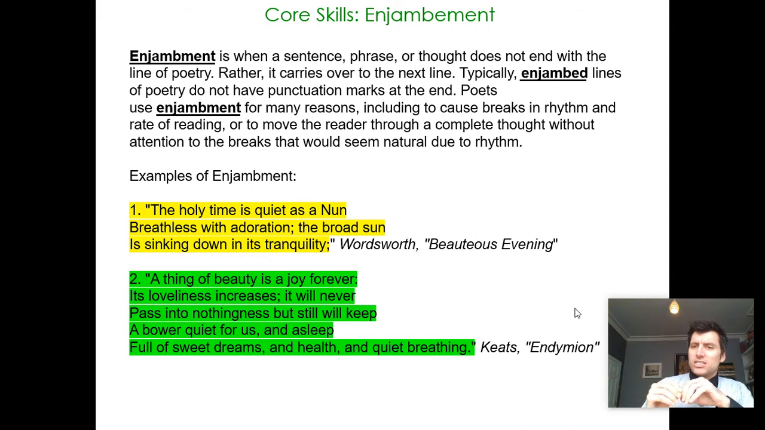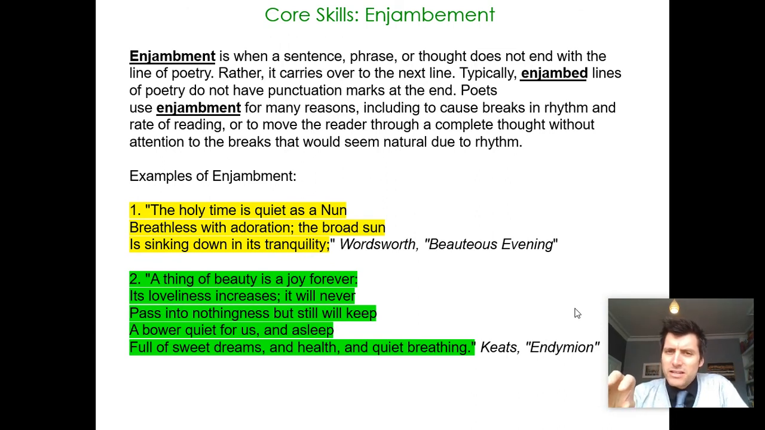And the idea is that things don't stop at the end of a line. So a line carries on. Poems are a bit different to normal narrative or formal non-fiction writing. Poems here, then, they don't have punctuation marks at the end.